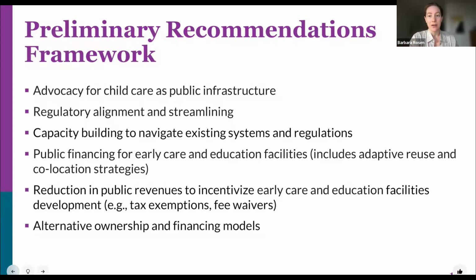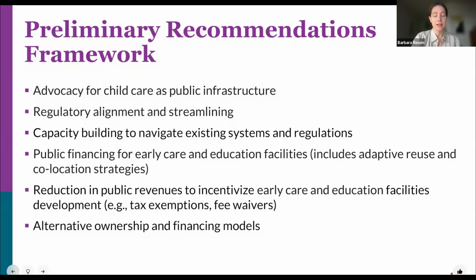The second category is around regulatory alignment and streamlining. So how do we align all of these different regulations across many different agencies that affect the development of facilities? That can span building code, fire marshals, Department of Health, zoning, all of these different agencies that interact with facilities. How do we get those more in line so that there's not repetitive or even some regulations that don't agree, and how do we streamline those where possible.